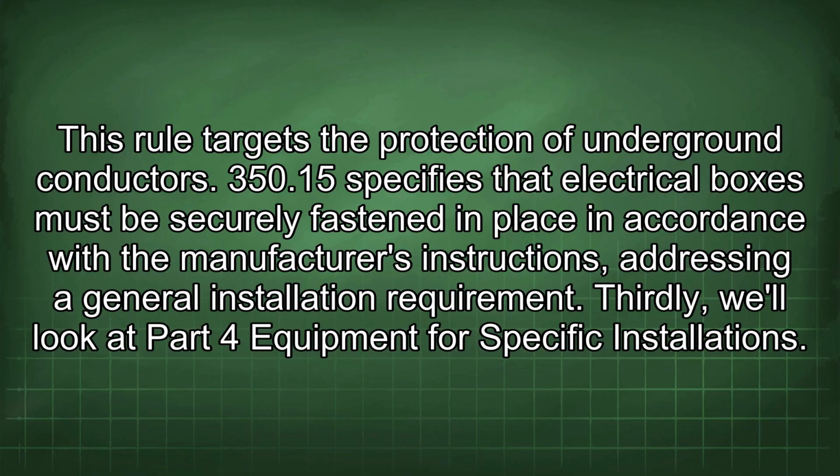350.15 specifies that electrical boxes must be securely fastened in place in accordance with manufacturer's instructions, addressing a general installation requirement. Thirdly, we'll look at Part 4 Equipment for Specific Installations.